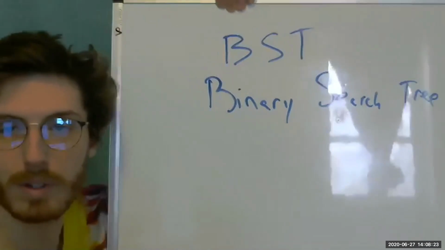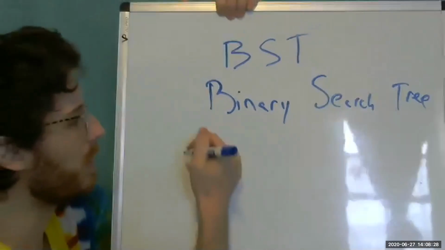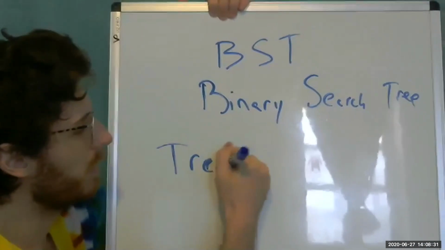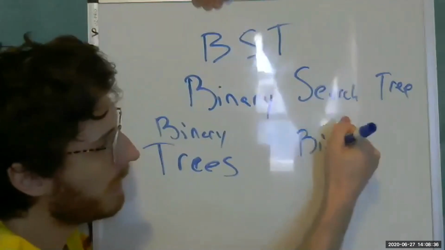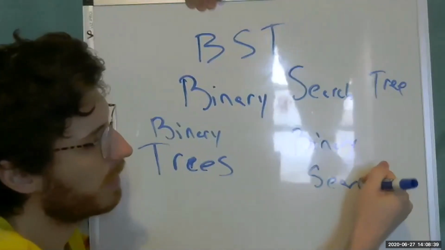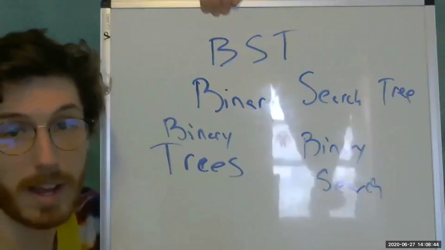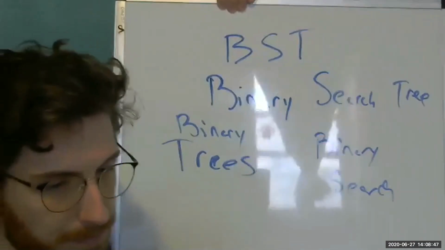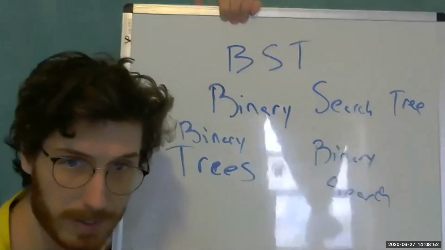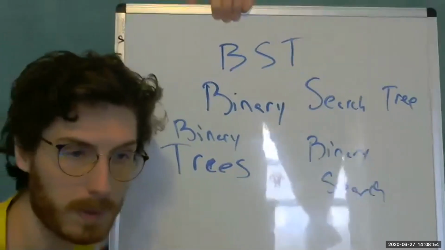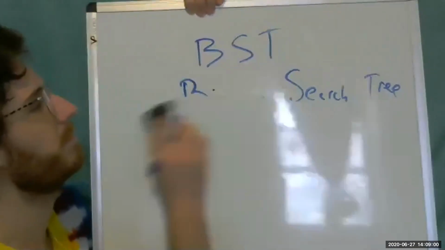So we've learned about binary trees already, right? So we've learned about trees, specifically binary trees. And we've also learned about binary search, but binary search we were only doing with arrays, right? So a binary search tree is a binary tree just with a couple additional constraints. Okay, and we're going to go over those now.